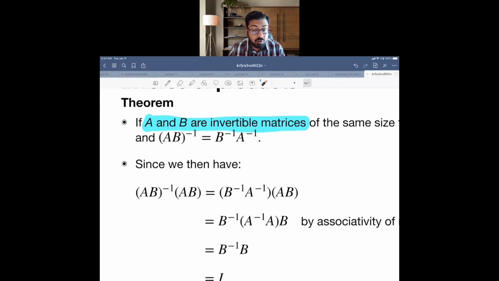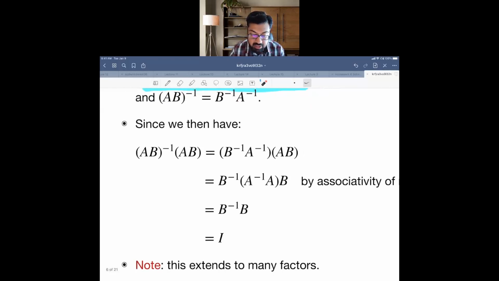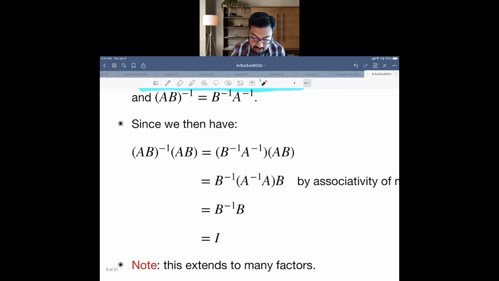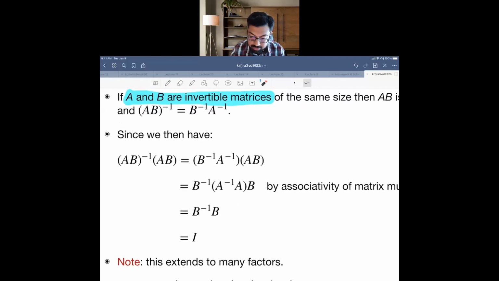The same thing that we did for even the transpose, right? So (AB) transpose was B transpose multiplied by A transpose. We looked at that property in the previous lecture. It's a similar result we get for the matrix inverse. So let's try to look at whether it would be true or not.